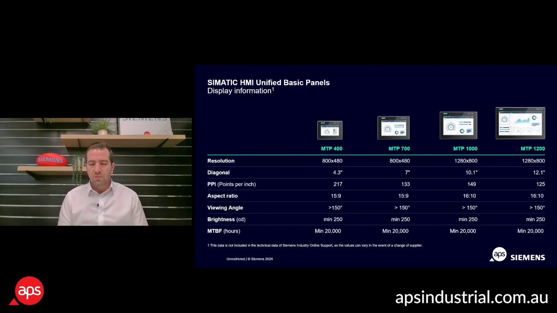Points per inch ranging from 125 to 217 points per inch from the biggest to the smallest panel. Aspect ratios of 15 by 9 and 16 by 10. Viewing angles of around about 150 degrees. And importantly, a minimum of 20,000 hours mean time between failure value. So an extensive number of hours before any failures may be expected.